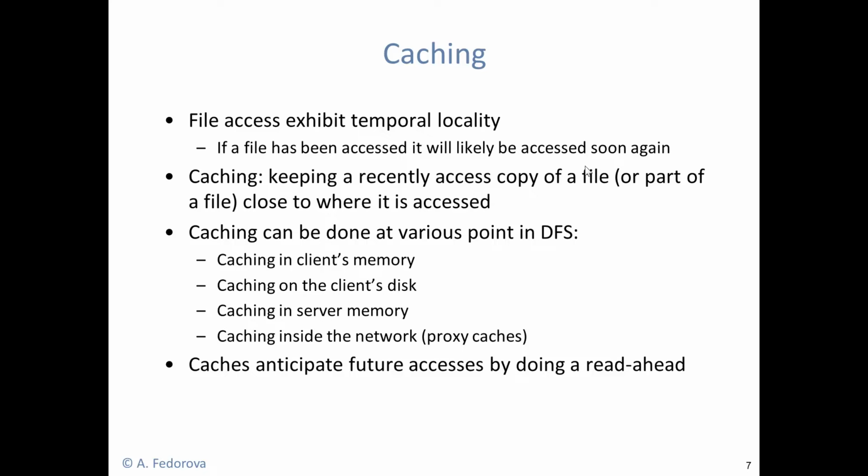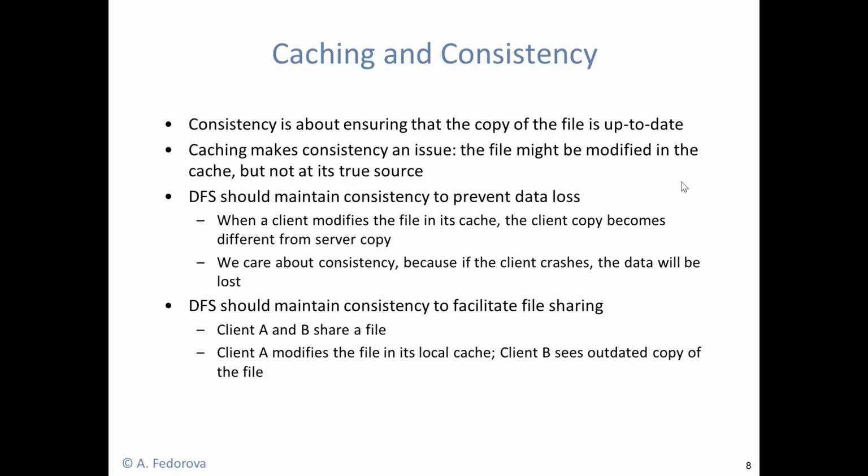Caching can be done at different points in a distributed file system. It can be done in a client's memory and a client's disk. It could be done in a server memory, or it can be done somewhere inside the network, known as proxy caching. And various distributed file systems have used all these locations for caching. Also, caches typically anticipate future accesses in the file by doing a read ahead or prefetching.